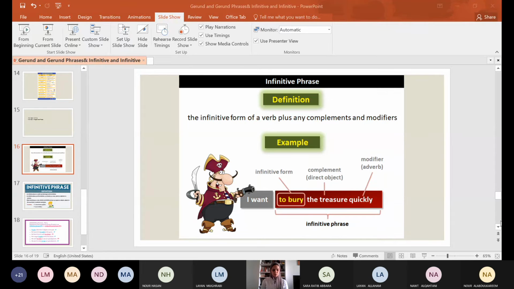Nur Yusuf, number 2. To run a successful business. There is to plus a verb. Where is it? To run a successful business. Yeah, I'm sorry, I thought it's number 3. No, you are number 2. No, there isn't. There is not. Yes, excellent. Nur Bilal.